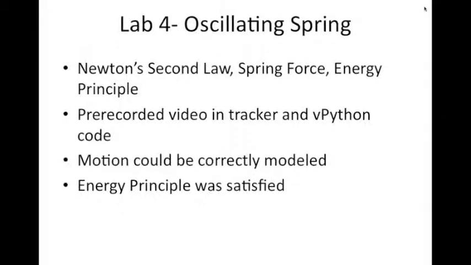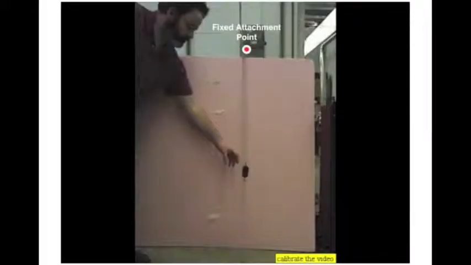The purpose of this lab was to apply Newton's second law with the motion and forces of the spring and the energy principle in order to determine motion and energy changes of an oscillating spring. A pre-recorded video was uploaded to Tracker and its motion was analyzed and compared to a computational model created using VPython. It was determined that motion similar to that modeled in the video could correctly be modeled using VPython with changes in energy that satisfy the energy principle.